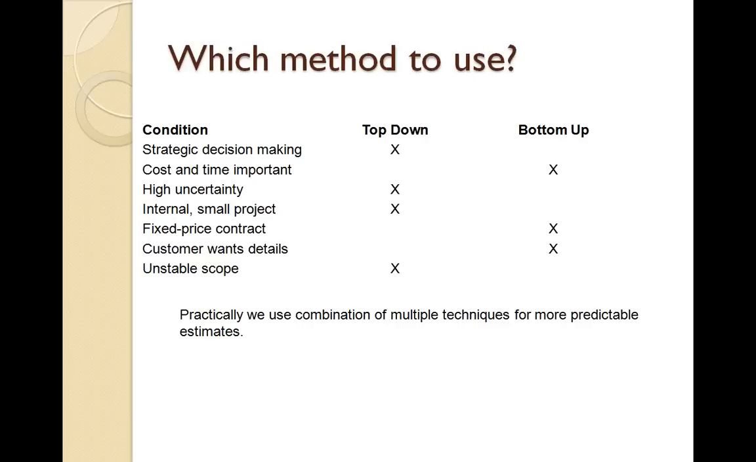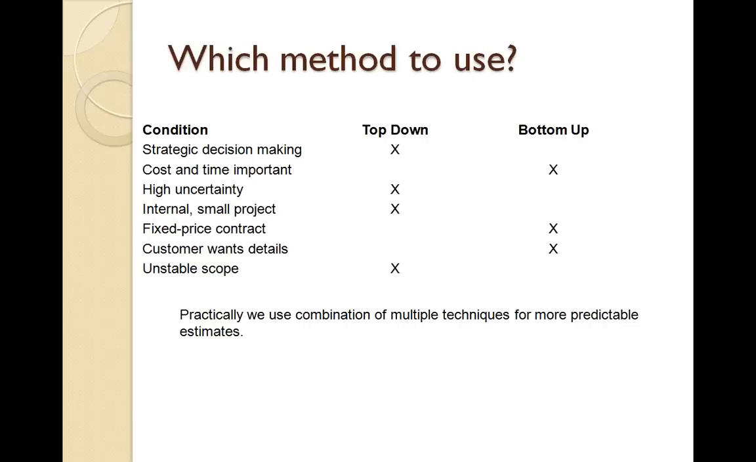If the cost and time is important, if it's critical and it's going to be measured against, then you should be using bottom-up estimations. If there is a high uncertainty of the project, then it's recommended that you use top-down estimates or guesstimates for those projects. If the project is internal or small, then having the entire estimation cycle applied probably would be an overhead. So in that case, you can have top-down estimates. If it's a fixed price project, it's always recommended to have the bottom-up estimates.